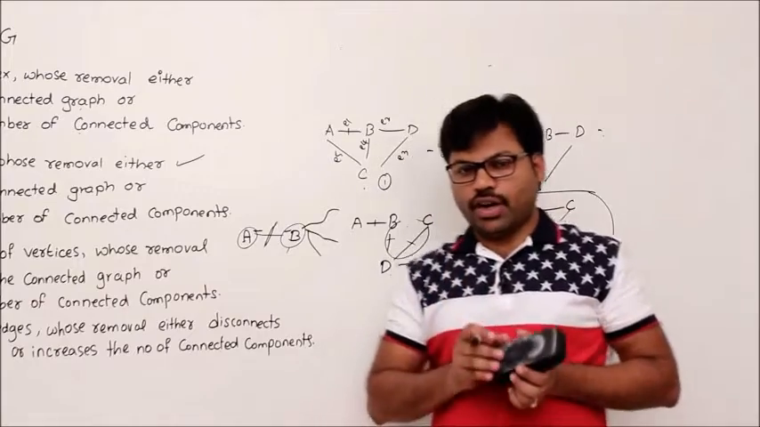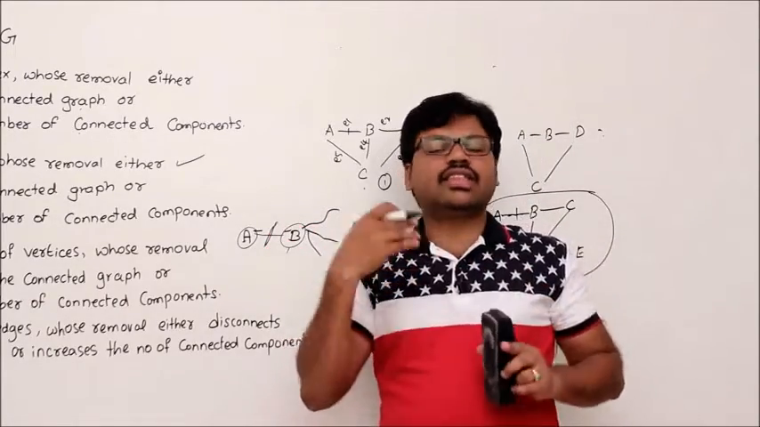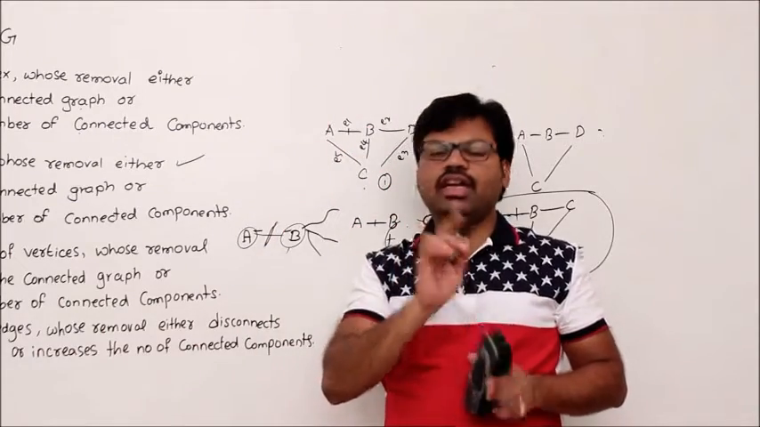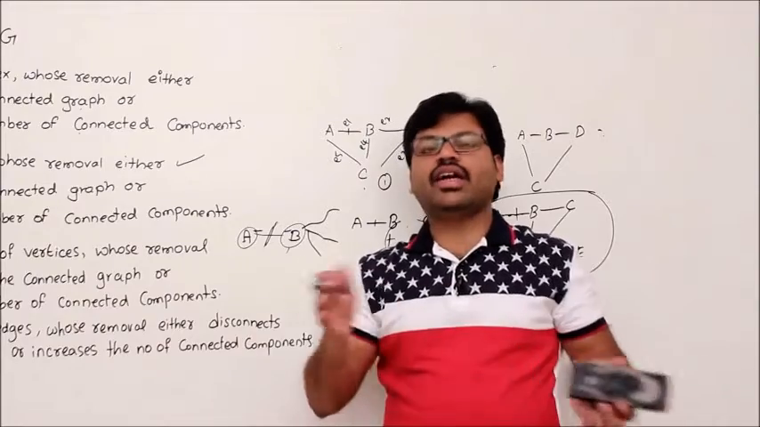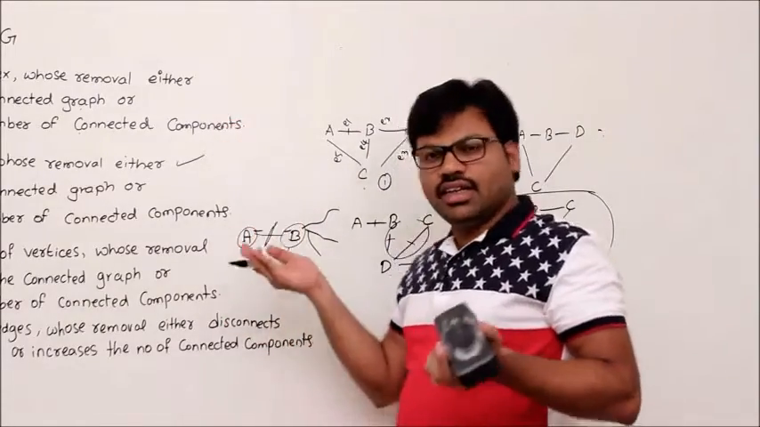Understand? Two important points now. One is, whenever an edge is not on a cycle, it is a cut edge. Whenever an edge is on a cycle, definitely it will not be a cut edge. So simple. This is the story about cut vertex and cut edge.